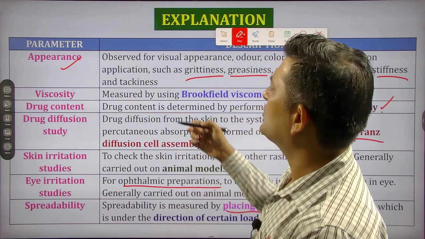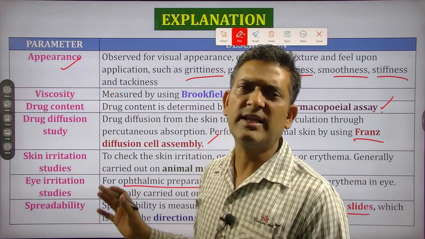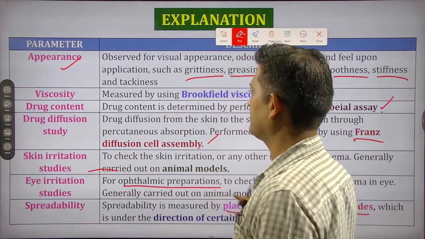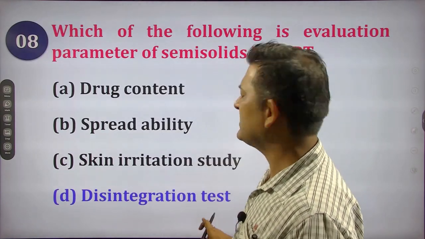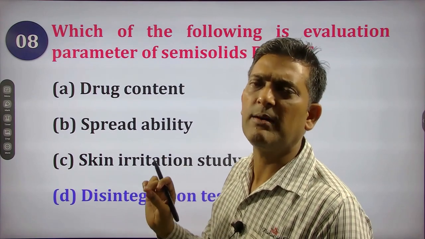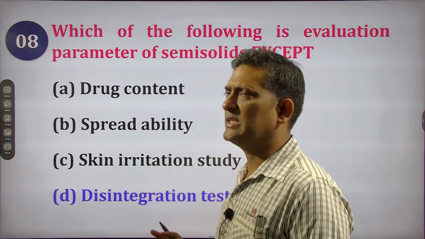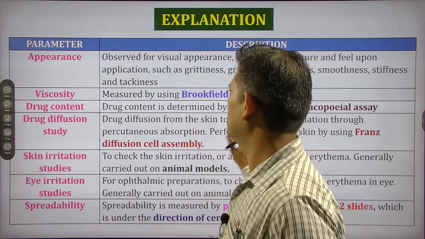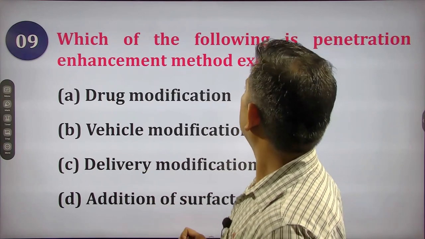So one thing we notice in all the evaluation parameters is that we are not finding any type of disintegration test. Yes, disintegration test is not there. Disintegration test is conducted only in case of tablets, capsules, all these solid dosage forms, and this test is not conducted in case of semi-solid preparations like ointments or gels. Next question, which of the following is a penetration enhancement method?